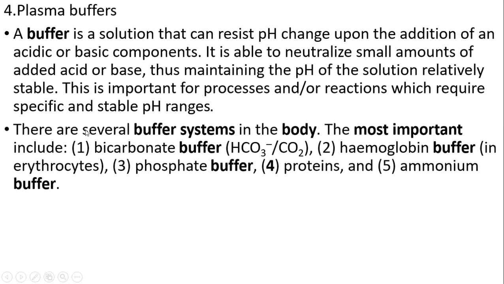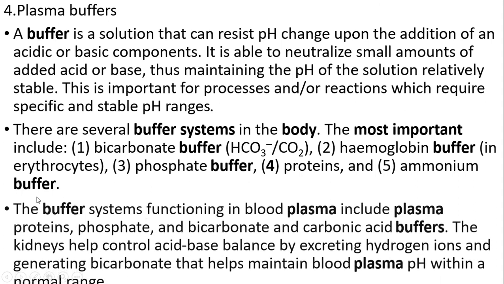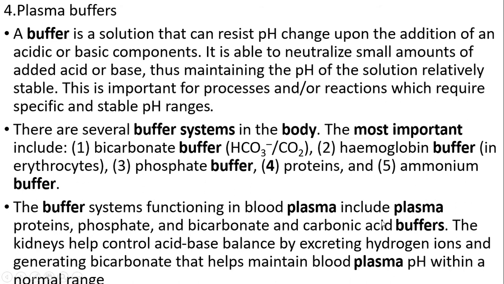There are several buffer systems in the body. The most important are the bicarbonate buffer, the hemoglobin buffer, phosphate buffer, proteins, and ammonium buffer. The buffer systems functioning in the blood plasma include plasma proteins, phosphate, bicarbonate, and carbonic acid buffers. The kidney helps control acid-base balance by excreting hydrogen ions and generating bicarbonate that helps maintain blood plasma pH within the normal range.